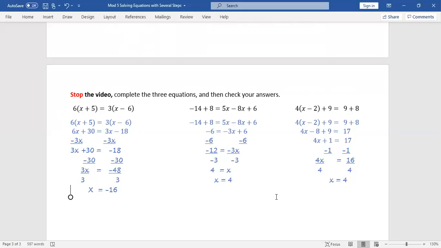My last equation, I distribute my 4 on the left, and then I can add like terms. On the right, I just had two constants, and I added those together. And then back on the left, I wanted to get all the constants to be on the right. So I had to subtract that 1. And then lastly, I had to divide away my coefficient. My final answer was x equals 4.